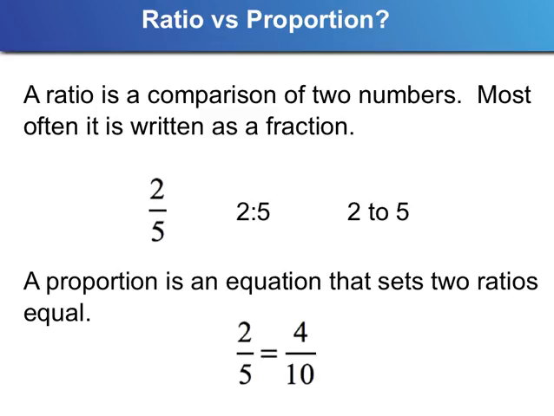So the difference between a ratio and a proportion is this. A ratio is a comparison of two numbers. Most often, a ratio is written as a fraction. It may also be written as 2:5. You read that as 2 to 5. And it may also be written with 2, the word "to", and 5: 2 to 5. All of these ratios are equivalent. The numerator, where the numbers are written side by side, must occur first, and the denominator second.